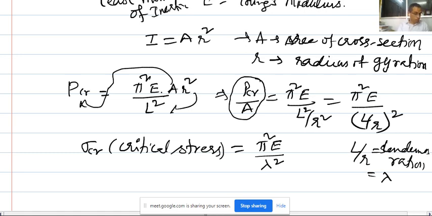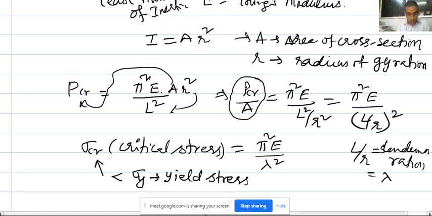Now, the point to be noted here is this critical stress is always less than your sigma y. What is sigma y? Your yield stress. Very important to note this point. It means your buckling is starting much earlier than yielding. Means this equation, PCR is equal to pi square E by lambda square, is valid only for the stress less than your yield stress, that means within the elastic limit. When you remove the load, it has to be straight, very very important, okay. Otherwise, this is not valid, okay.